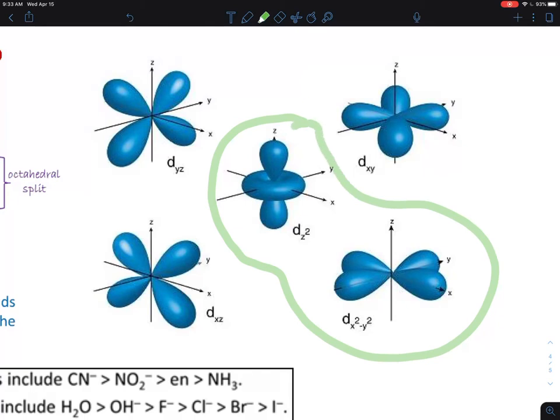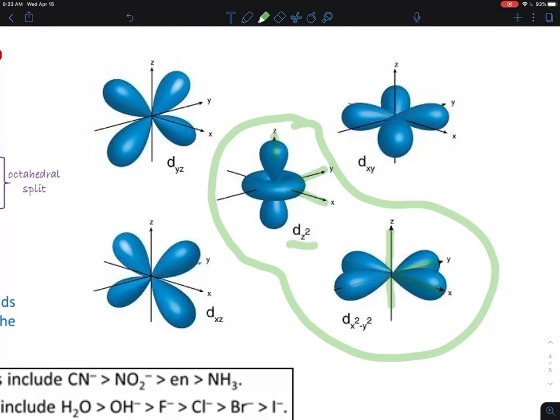These are the two d orbitals having a similar kind of tendency. What do you think about that? Do you see the x-axis here, the y-axis here, and the z-axis here?